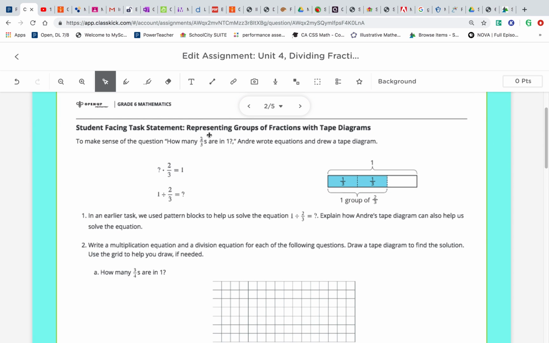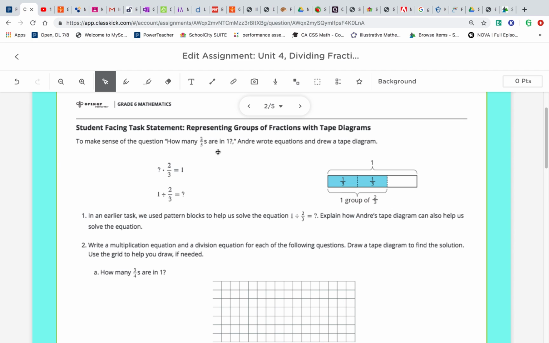The first task statement says, representing groups of fractions with tape diagrams. Before, we used blocks or the digital applet, but now we're going to use tape diagrams. To make sense of the question, how many 2/3 are in 1, Andre wrote equations and drew a tape diagram. He thought, if there's going to be some 2/3 in 1, we're going to have 2/3, and then keep on adding 2/3 over and over again until we get to 1.